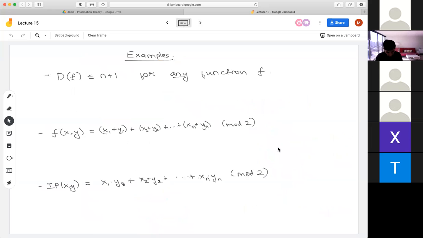Okay, and now we are interested in understanding how the amount of communication depends on the function. So let's do a couple of examples. This also introduces some functions which are quite common or play a role in this. First claim is that you can compute any function whatsoever with n plus 1 bits of communication. Okay. Any guesses why?